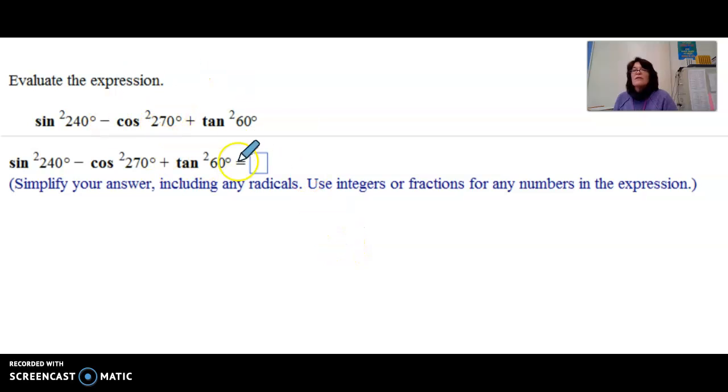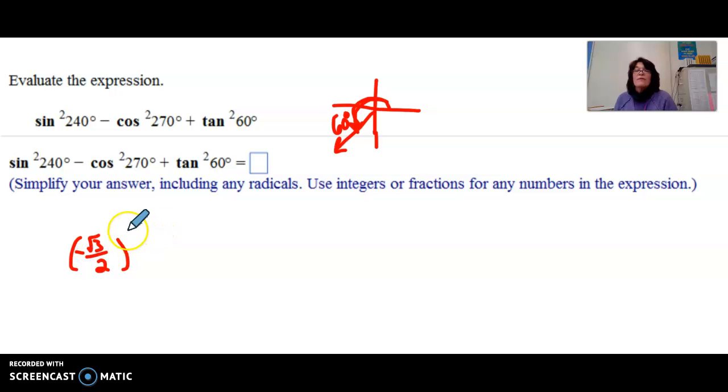So here we're going to try to evaluate these expressions, simplify your answers, including any radicals. Okay, so anyway, sine squared of 240. Well, I have to think about the reference angle for 240. We just saw it, right? It's 60 degrees. Here's 240. That was 60 more than 180. Okay, so I realize sine is what? Negative in the third quadrant? Okay, so sine of 240 is negative square root of 3/2. I'm going to square that.